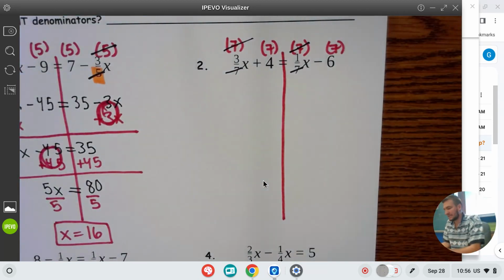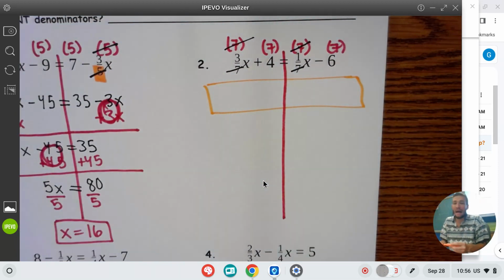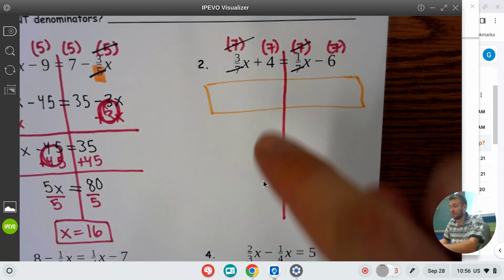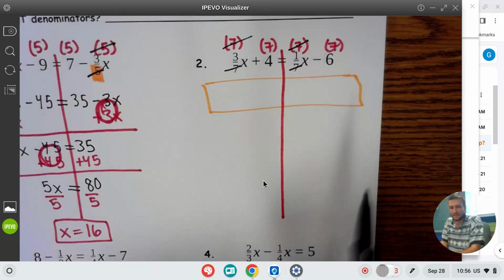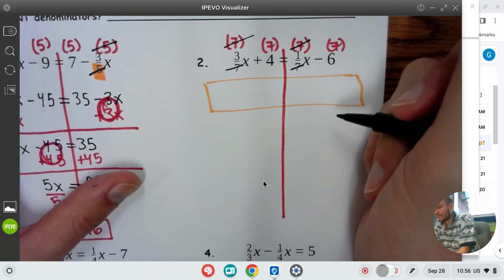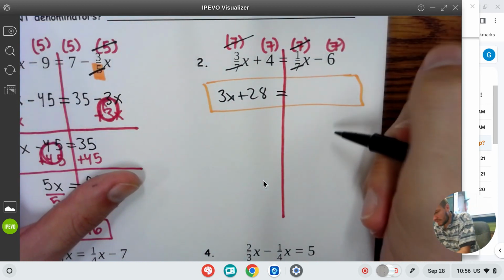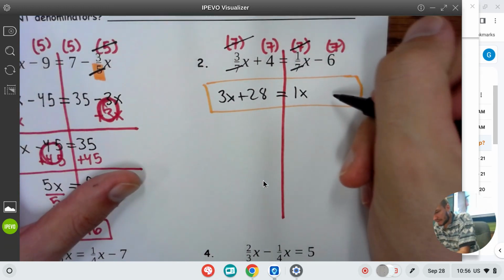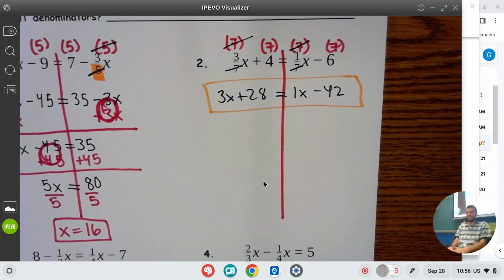Okay, so now we just got to collect everything we need. This is the step. If you can get this step right, you're a master at fractions already. So, if we're on this step, does anybody have all 4 pieces here? What do you got? I got 3x plus 28. 3x plus 28 equals. What else you got? 1x minus 42. Any issues there? Anybody got problems? We good?